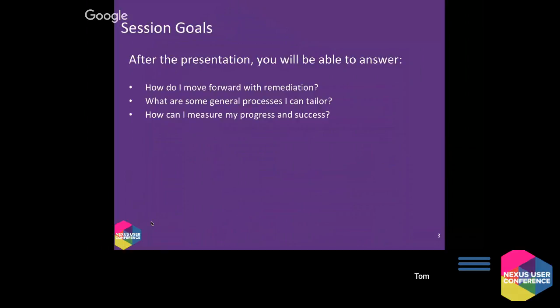So what I'm hoping is that after the presentation, you will have a way to move forward, and I'm going to set out some general processes that you can tailor, and then also give you some ideas about how to measure your progress and your success as you move forward.